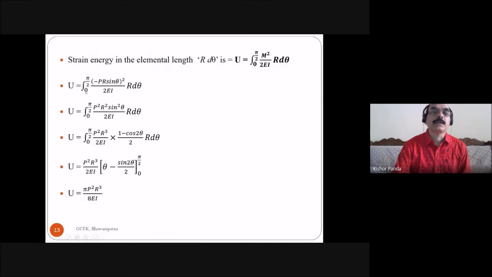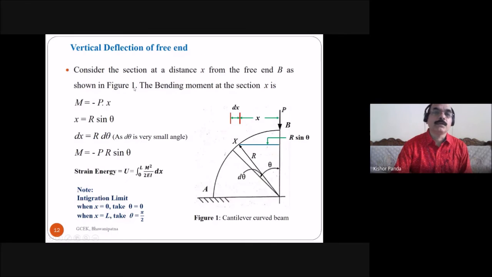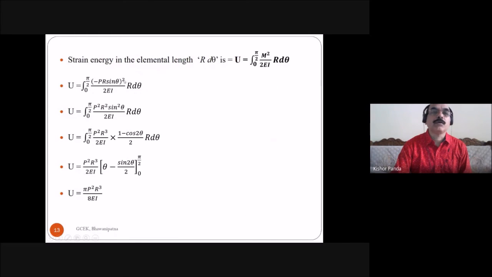Then you take the integration limit, U is equal to 0 to pi by 2. You know M is equal to minus PR sin theta. So here you put minus PR sin theta whole square by 2EI into R d theta. Then strain energy U is equal to integral 0 to pi by 2 of P square R square sin square theta by 2EI into R d theta. But you know sin square theta is equal to (1 minus cos 2 theta) by 2. U is equal to integral 0 to pi by 2 of P square R cube by 2EI into (1 minus cos 2 theta) by 2 into d theta.